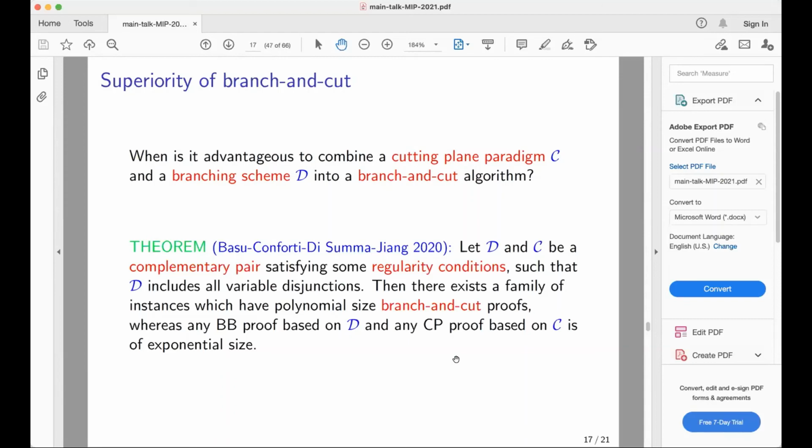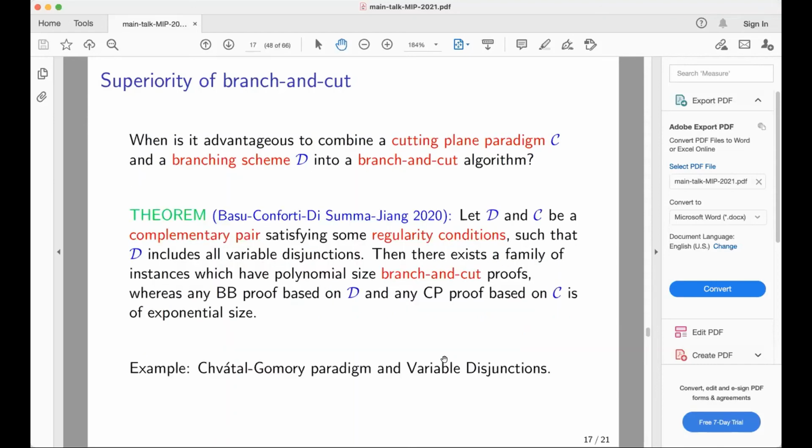But any branch and bound algorithm will take exponential time, and any cutting plane algorithm will take exponential time on this family of instances. So this rigorously shows that branch and cut can be exponentially better than branch and bound alone or cutting planes alone.